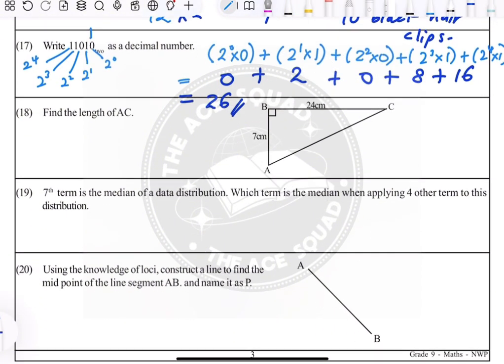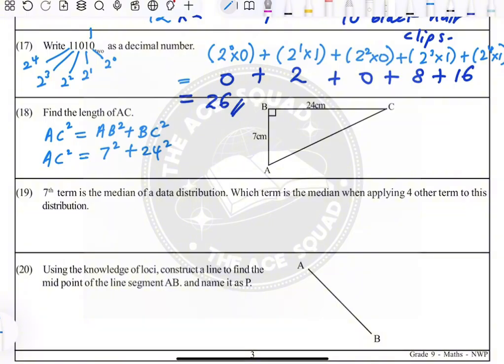Question number 18, find the length AC. So this is a right angle triangle. The moment you see a right angle triangle, you must remember the Pythagoras theorem. So let's figure that out. AC squared is equal to AB squared plus BC squared. So AC squared is equal to AB squared, which is 7 squared, plus BC squared, which is 24 squared.